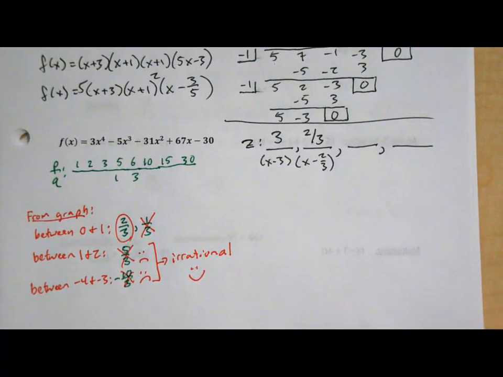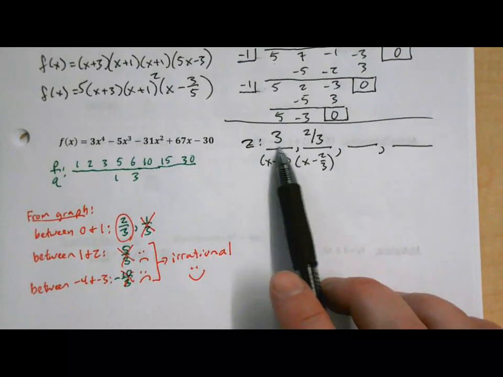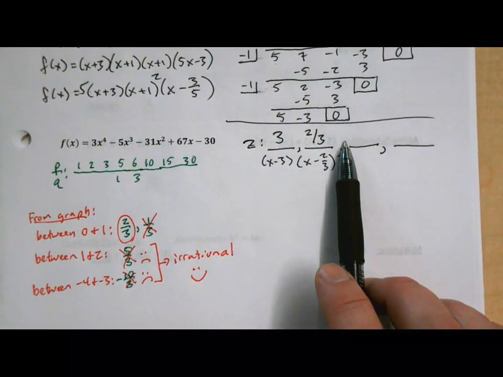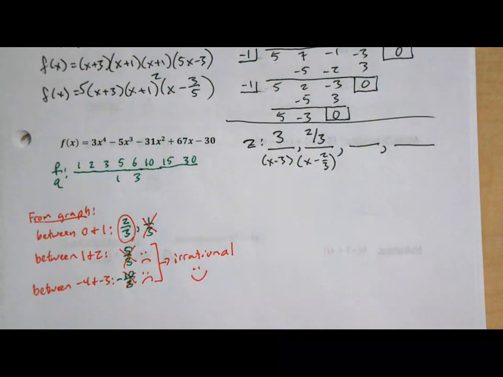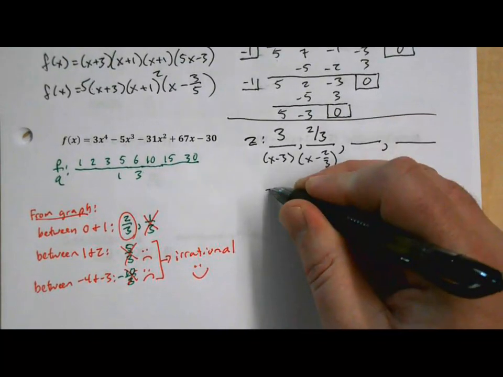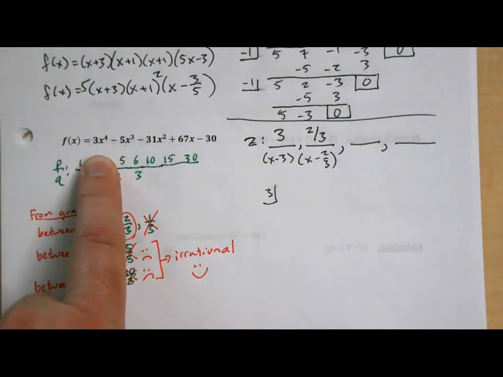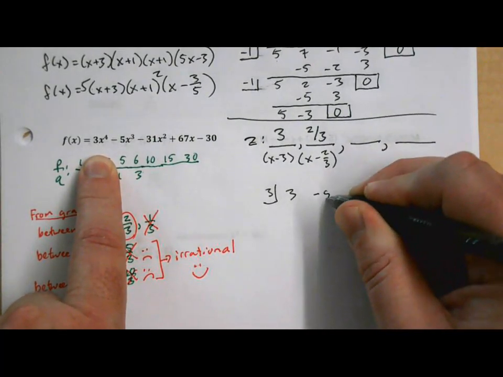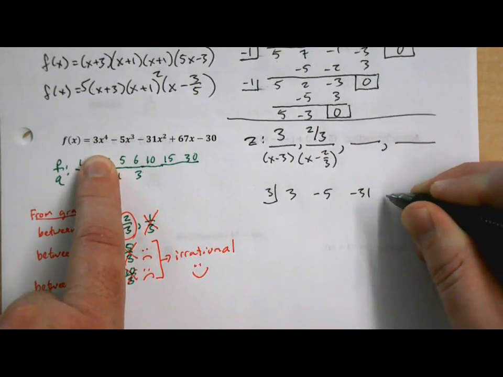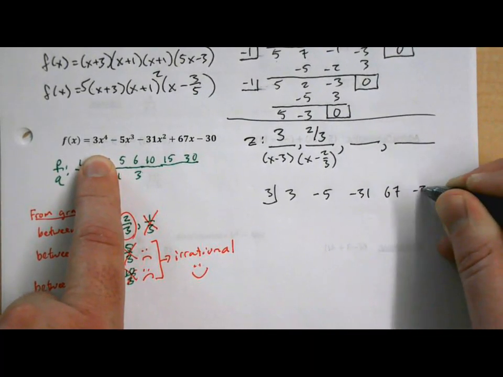So which one would you like to divide out first? The easier one or the more difficult one? Please say the 3. Yes? Yep, of course. Remember, it gets shorter each time, so save the more challenging things for the end, right? All right, so let's do this 3 first. We're going to divide that out of our polynomial here. So 3, negative 5, negative 31, 67, negative 30.